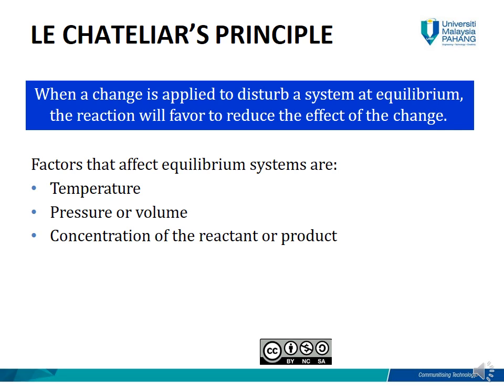Okay, so here we can identify three factors that affect equilibrium systems. The first one is temperature, the second one is pressure or volume, and the third one is the concentration of reactants or products.